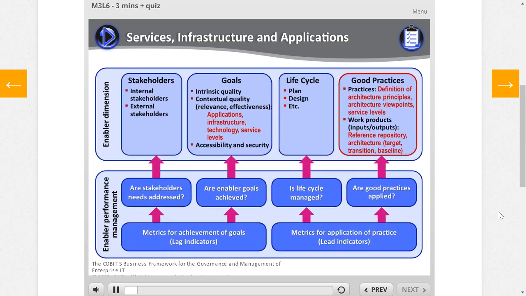The diagram on the screen shows the generic enabler model applied to the Services, Infrastructure, and Applications enabler. The name Service Capabilities is also used for this enabler. In this lesson, we'll be looking at the good practices that are specific to this enabler. Specifically, we'll look at the overall guidelines, or architectural principles as they are known, that govern the implementation and use of IT-related resources.